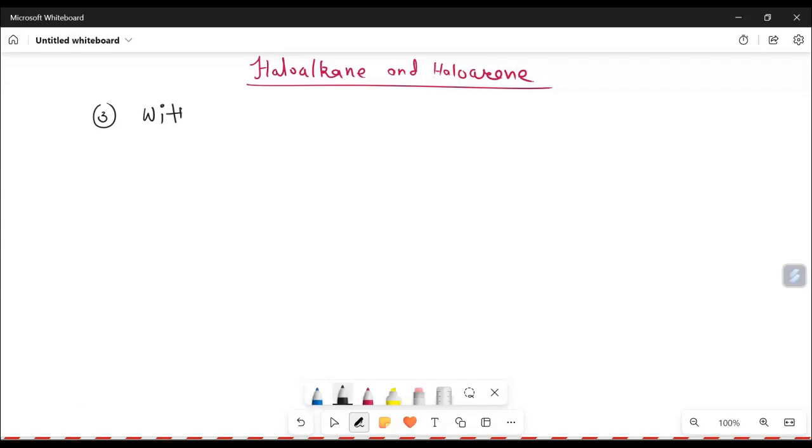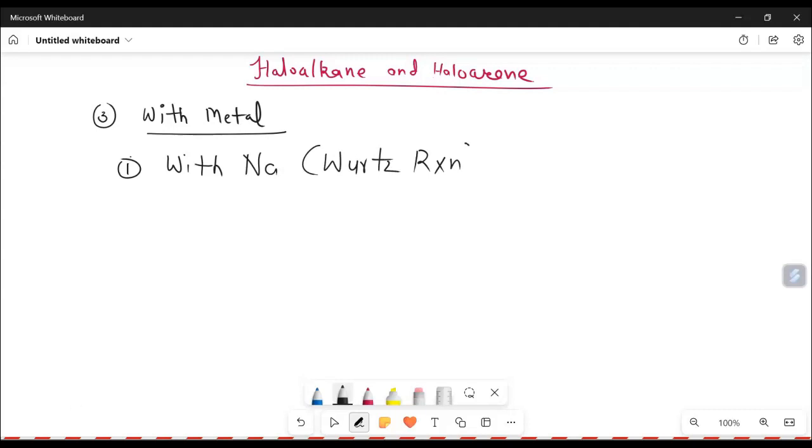You can go with the reaction of alkyl halide with metals. So the first part of it is with Na, sodium metal. This is also known as Wood's reaction. This is a very famous reaction, Wood's reaction.